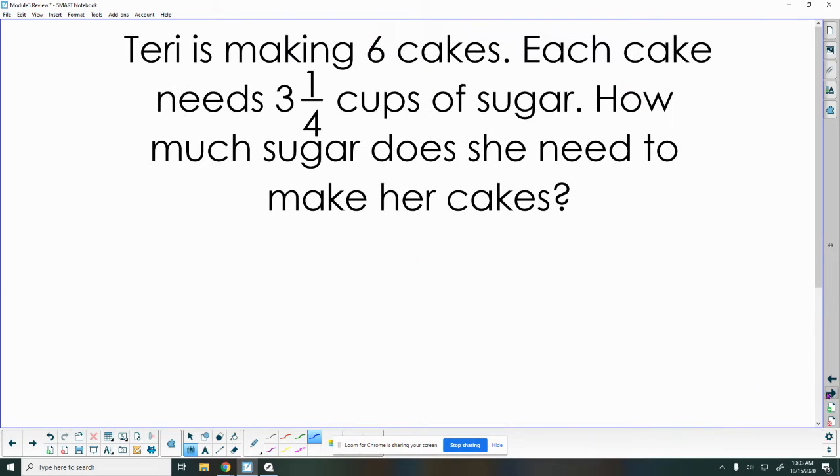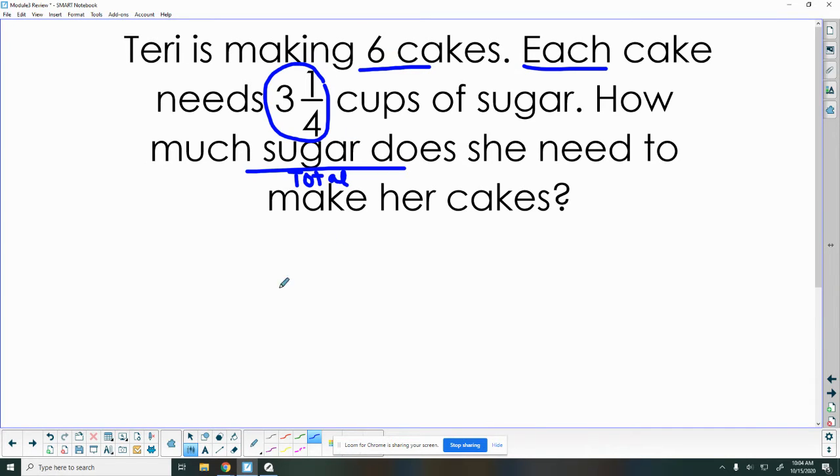Okay, let's try this next one. Terry is making 6 cakes. Each cake needs 3 1/4 cups of sugar. How much sugar does she need to make her cakes? So we have 6 total cakes. Each cake needs 3 1/4. How much total sugar does she need? So I want you to see if you can set up an expression of how you would solve this problem and then come back and see what I do.